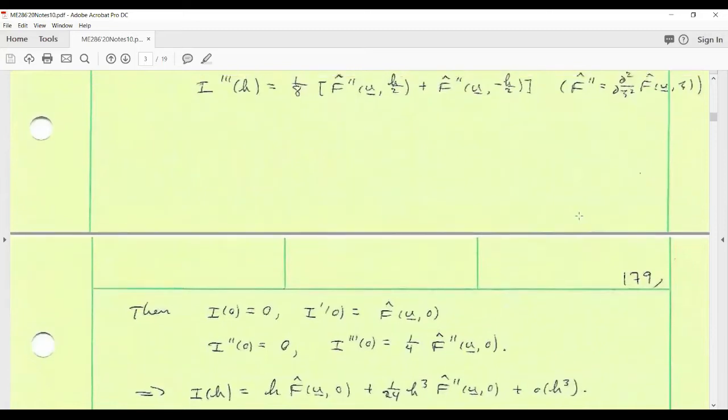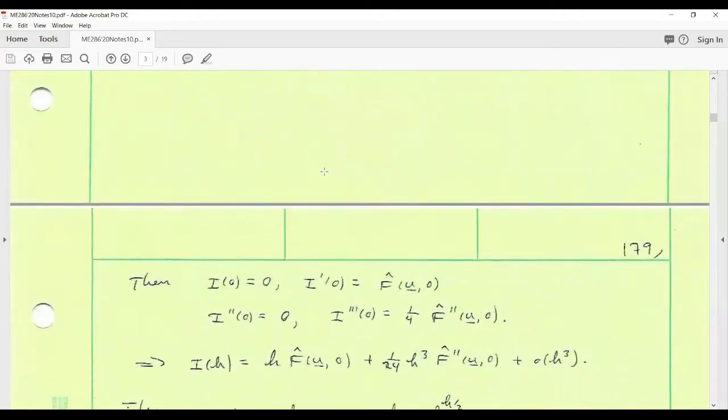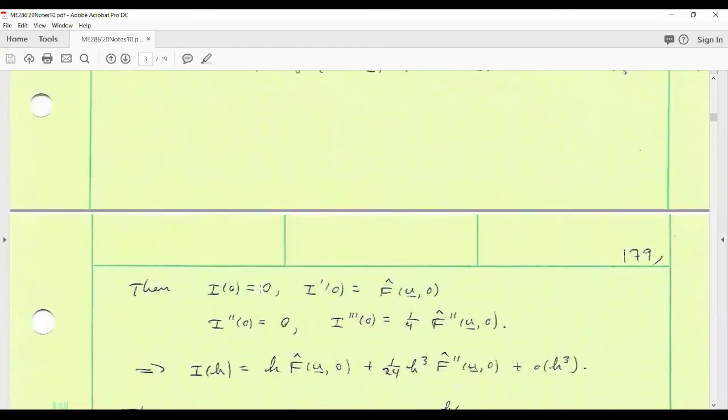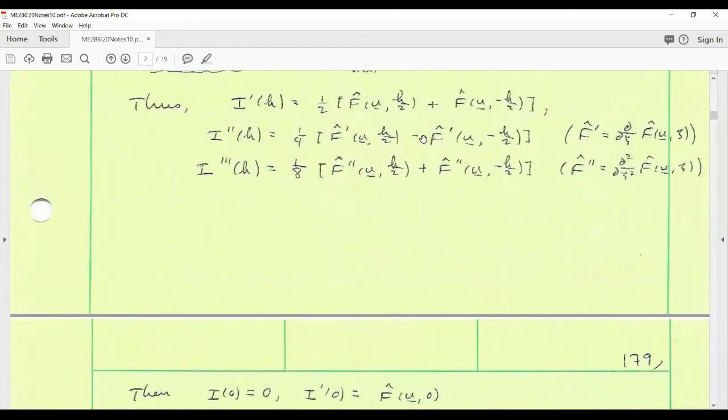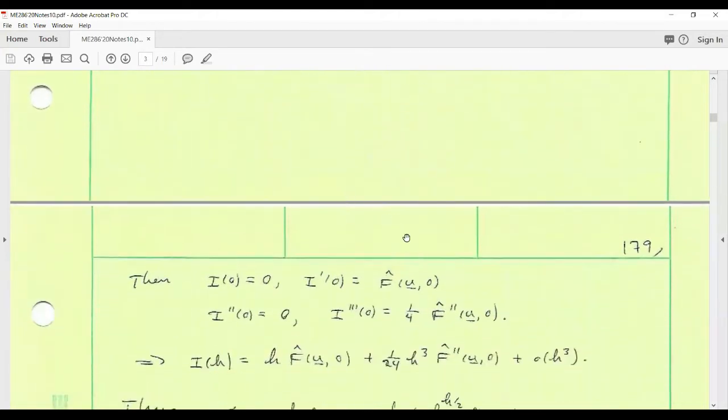Okay. So you immediately deduce then, if you evaluate these at 0, well, first of all, I at 0 is 0, as we said. We need I prime evaluated at 0. That's just f at u comma 0 plus f at u comma 0 times a half, which is f at u comma 0, right? And so on. The second derivative at h equals 0 will be 0 because of the minus sign. The third derivative will be 1/4 f double prime at zeta equals 0.